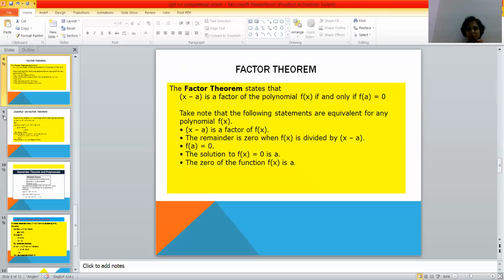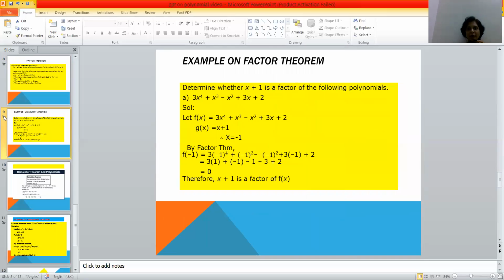If we substitute a in place of x, then we get f of a is equal to 0. The solution to f of x is 0 is a. Therefore, we can say that the zero of the function f of x is a.